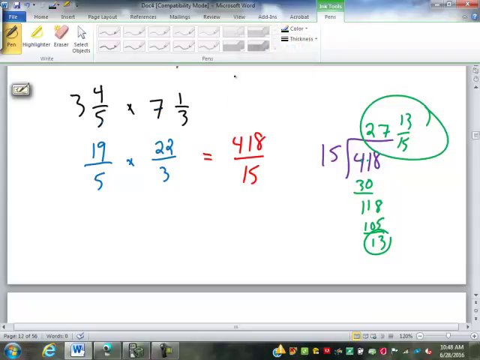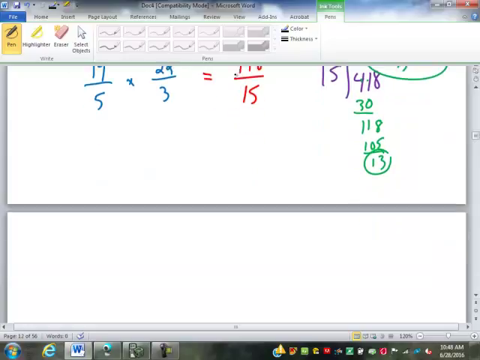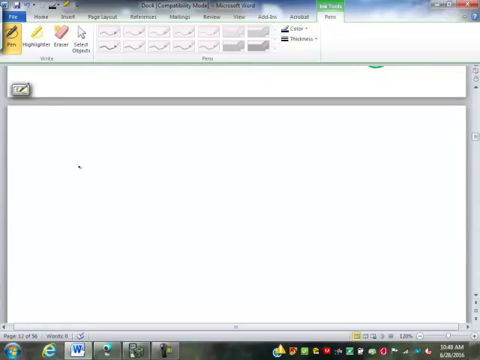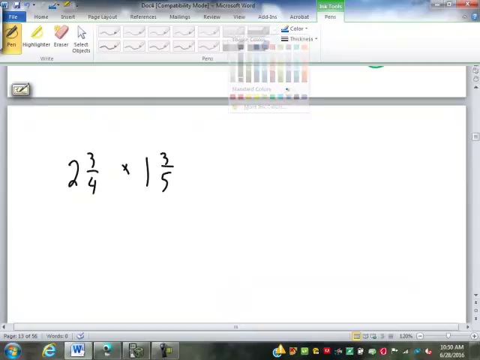What do you think? Really, the toughest part is converting it back into a mixed number when you're done. What if you guys try one? Give that one a shot. Talk me through it.